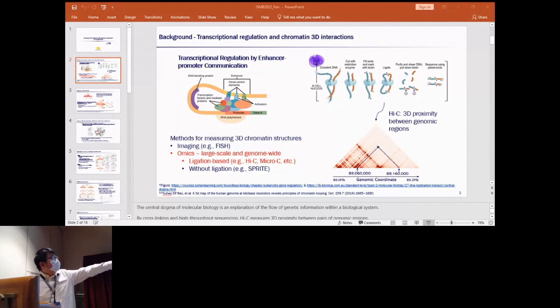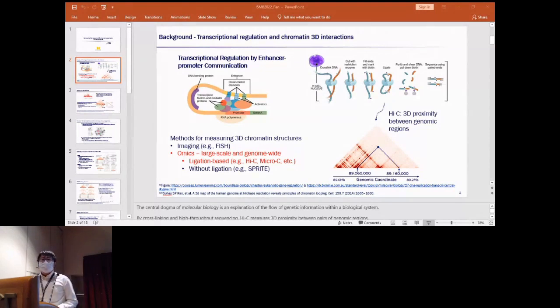And Hi-C is a common tool for measuring the 3D proximity between pairs of genomic regions by cross-linking, cutting, and high-throughput sequencing. The result can be visualized as contact maps, and a pixel on that contact map indicates the interaction between the two anchor regions, as labeled in that figure.